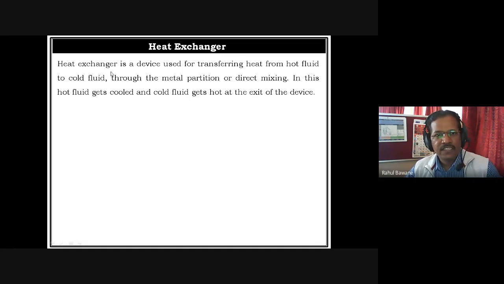So the definition: a heat exchanger is a device which is used for transferring heat from hot fluid to cold fluid through a metal partition or direct mixing. In this, hot fluid gets cooled and cold fluid gets hot at the exit of the device.